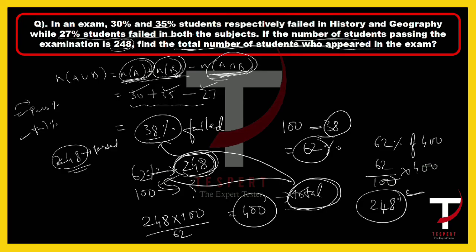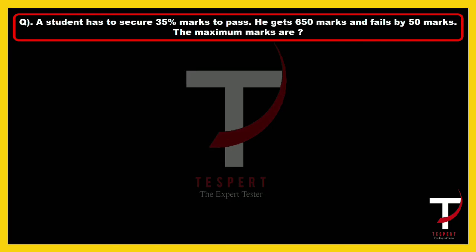Okay, let's move on to the next one. A student has to secure 35% marks to pass. However, he gets 650 marks and fails by 50 marks. The maximum marks are? So the pass mark is 700. How did we arrive at that? Because he gets 650 marks and fails by 50 marks. If he had got 50 more marks, he would have passed, but he got only 650. He fails by 50 marks, so the pass mark is 700.